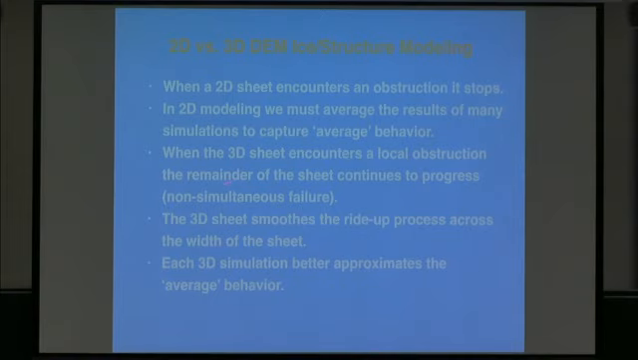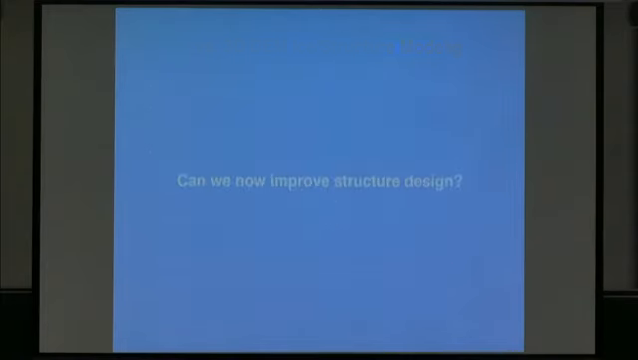When a 3D sheet encounters an obstruction, the remainder of the sheet continues to progress, so you have non-simultaneous failure. The 3D ice sheet smooths the ride-up process across the whole width of the sheet. You've got a failure event here, an intact sheet here, a failure event here, an intact sheet here. So in total, the behavior is sort of averaged. So a single simulation is probably a better approximation to the average behavior than a whole number of 2D simulations. Of course, you're better off doing more 3D modeling too.